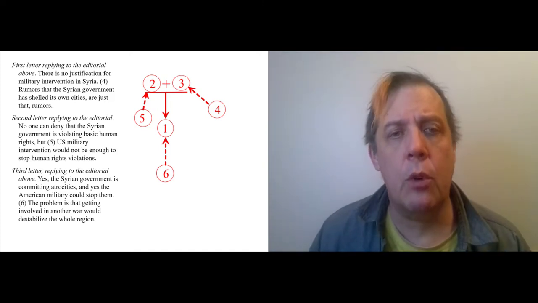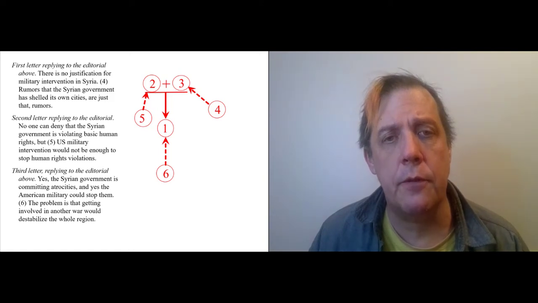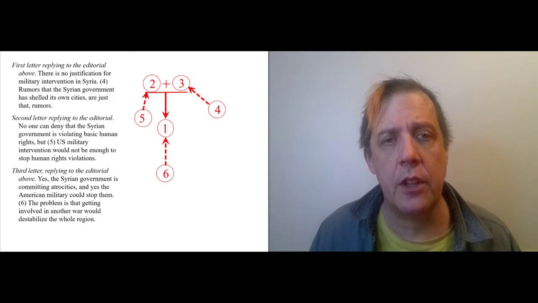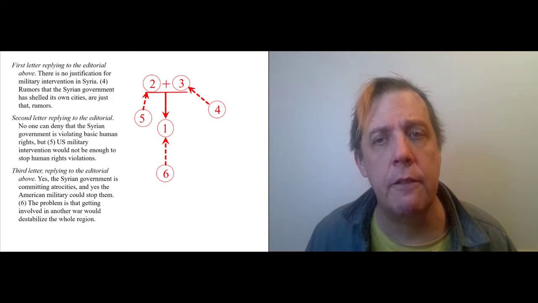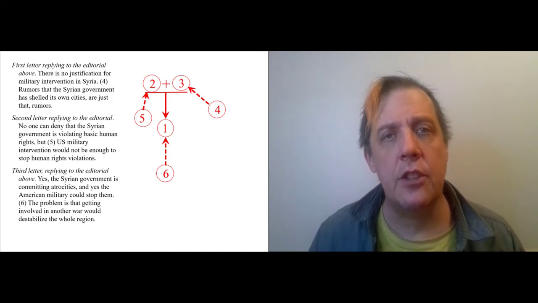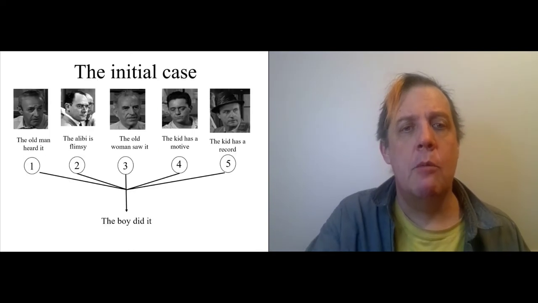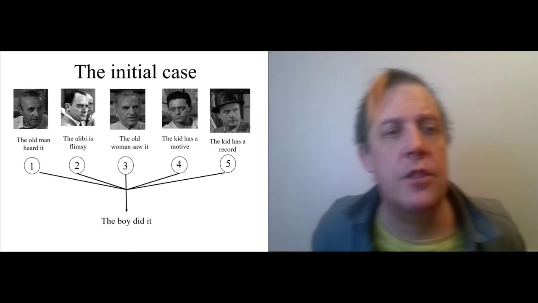Okay, so these were all about challenging the truth of different premises. But let's take a second and talk about challenging the strength or validity of inferences. And actually, to do this, I'm going to go back to the 12 Angry Men example. Remember how we laid out the initial case, right?